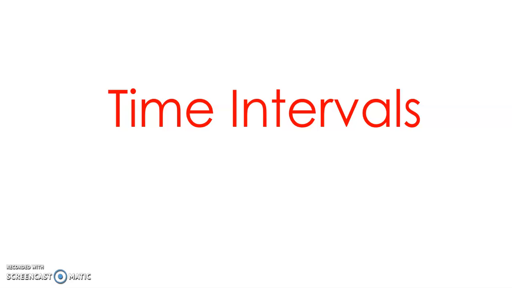Alright, first let me explain what time intervals are. Time intervals are the small parts or small sections of time. For example, 1 hour is 60 minutes, as you know. So in the 60 minutes, every minute is called an interval. So we have 60 intervals, or 60 minutes, in 1 hour. So let's get started with the lesson.